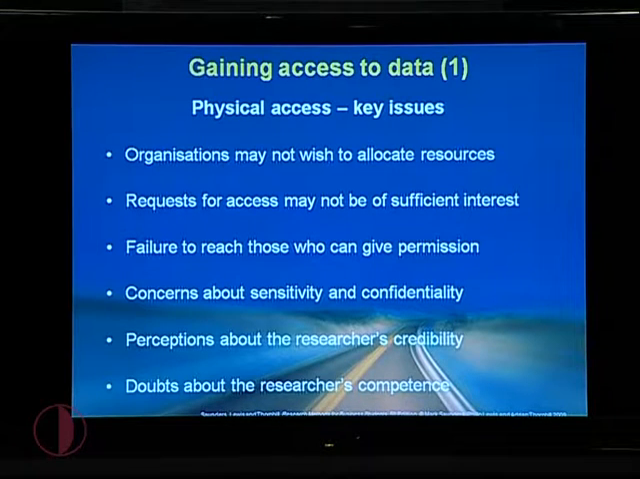To gain access to the data you need to collect, the organization may give you approval, the physical approval, or may not approve you to collect information from this organization. When you request access, maybe you justify why you are conducting this research and why you are choosing this organization. Maybe they are not satisfied or interested to give you the physical permission to collect the information.